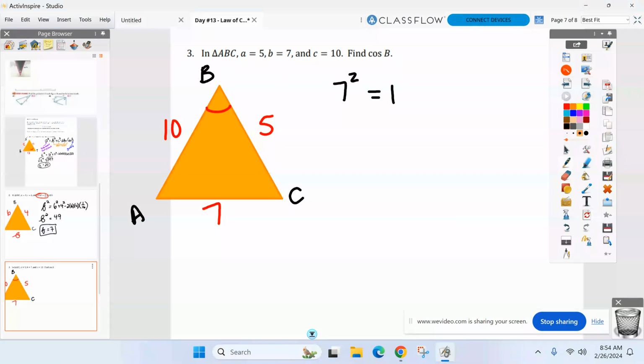Other 2 sides squared. 10 and 5 squared, minus 2 BC, 10 and 5. Look what we have now. Cosine B, the angle we're looking for. So again, whatever angle's here, the side opposite should be on the other side of the equal sign.